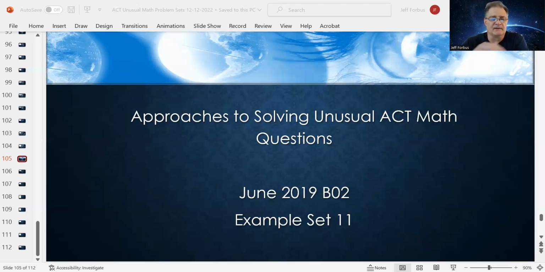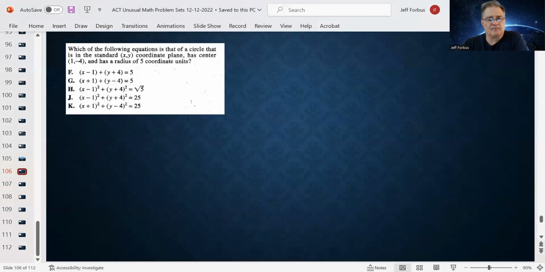And with that in mind, let's go on to the first question. The first question, which of the following equations is that of a circle? Okay, we're talking about a circle, and it says it has a center of (1, -4) and a radius of 5 coordinate units.